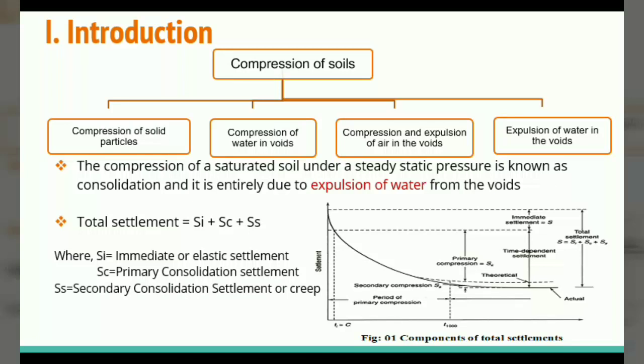Third one is the secondary consolidation settlement, or we can say creep. So whatever settlement occurs during the secondary consolidation is called the secondary consolidation settlement or creep.